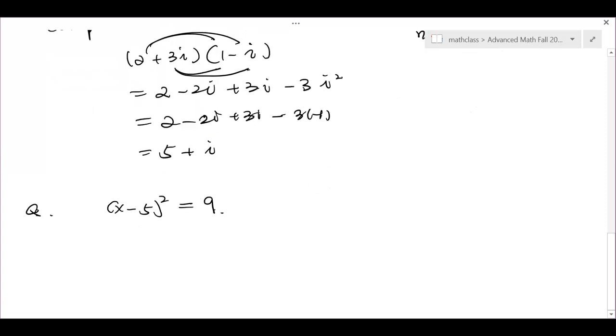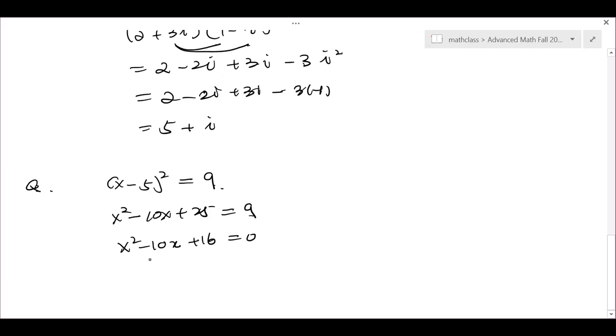Okay. Now this equation can be written in many forms. If we expand it, this can be x squared minus 10x plus 25 equals 9. It could be written in the form like that, right? So it's either this form or that form.